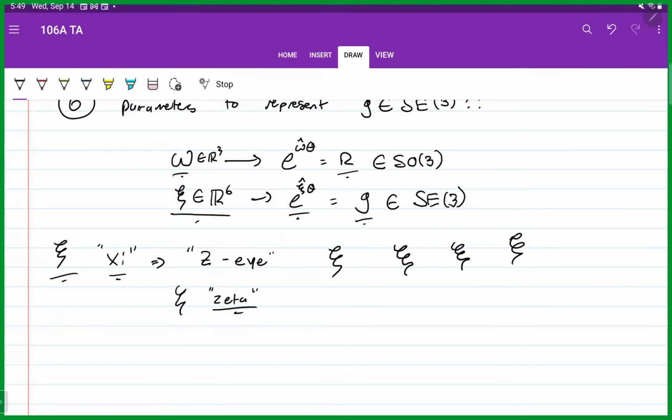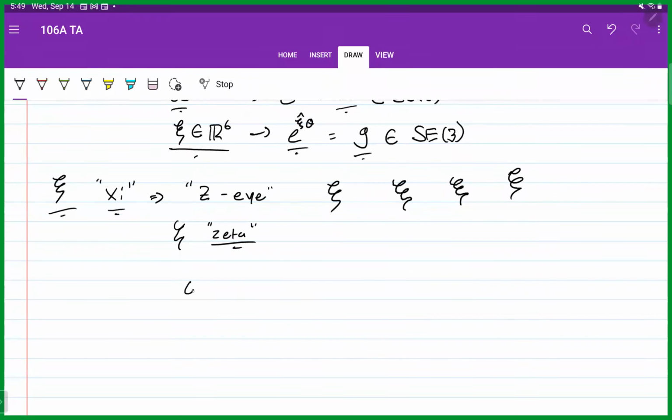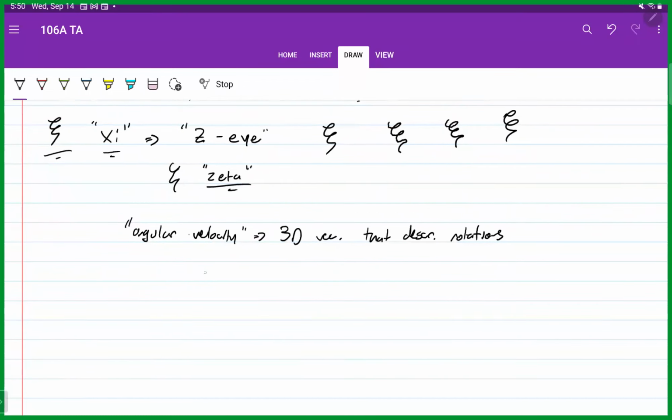The exponential kind of came out of the blue. Why are we using these? And how did the exponential come into play? The exponential came into play with this idea of angular velocity, which is this 3D vector that describes rotations. And we know that for any point, the velocity of that point is equal to the angular velocity cross product with the position vector at that point. So the time derivative of that point, let me make that an r, equals omega cross r.